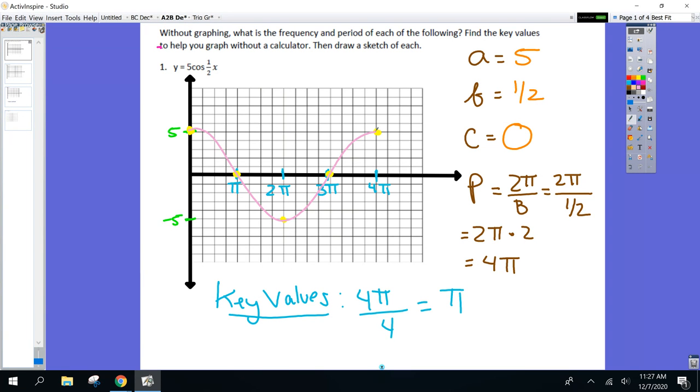I'm a little confused with the key value, like how we got 4 pi. Okay, 4 pi was our period. Key values define what I go by on the x-axis. I take the period, which is how long it takes to make the full curve, and I divide it up into 4s because I always have 4 tick marks on my graph. You good on how I went from pi to 2 pi, 2 pi to 3 pi? Sometimes that's difficult to go from one to the other. Good questions. Anybody else? All right, another one.